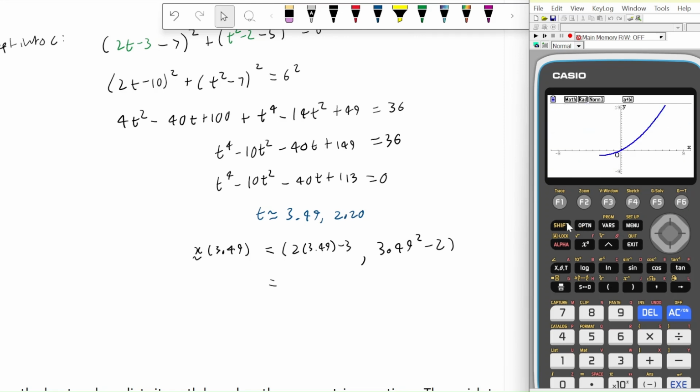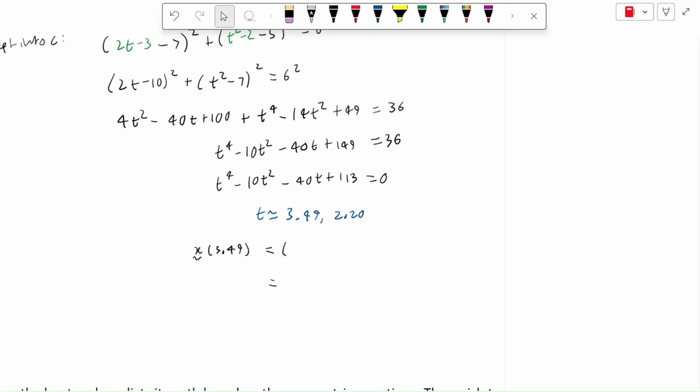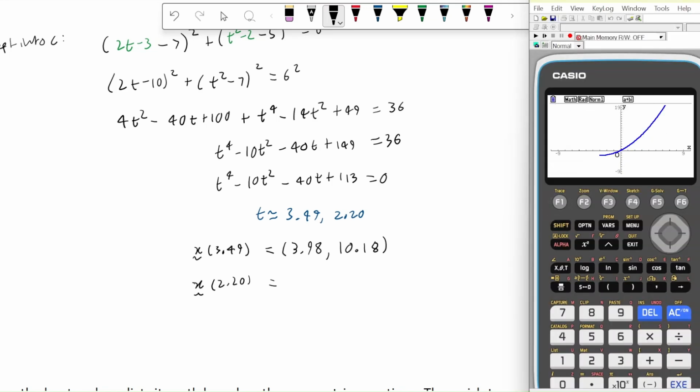We draw that. Again, we're just going to go 3.49. It looks like 3.98 and 10.18. So I might just write that in right away. 3.98, 10.18, just like that there. And then the position at 2.20 we can get as well. So if I go trace at 2.20, 1.4 and 2.84.